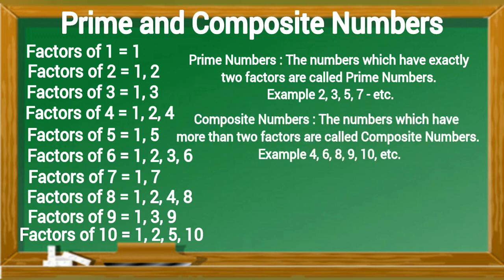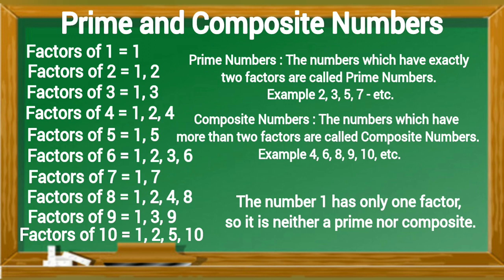Composite numbers. The numbers which have more than two factors are called composite numbers. Example: 4, 6, 8, 9, 10, etc. The number 1 has only one factor, so it is neither a prime nor composite.